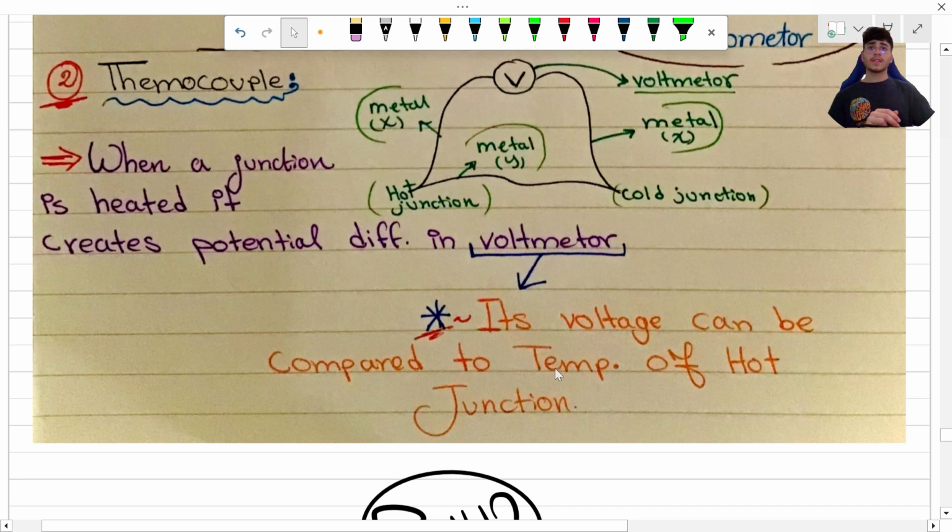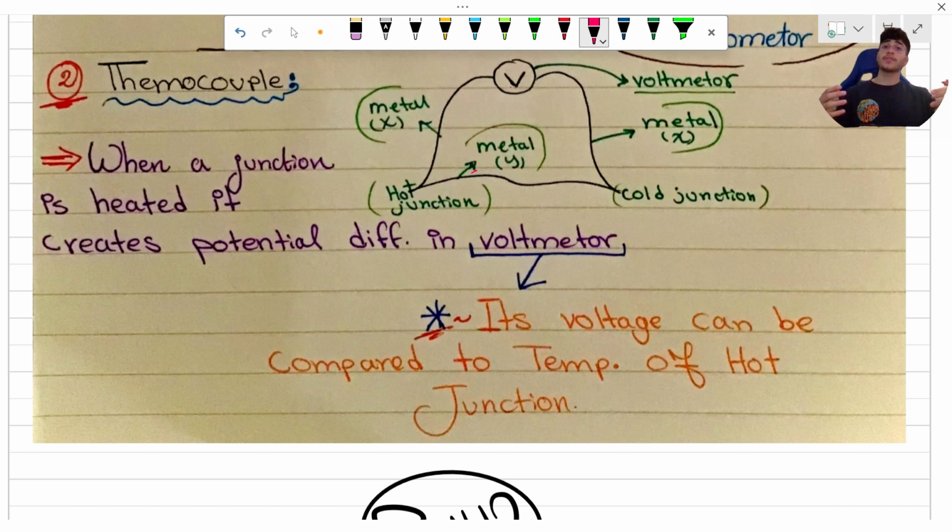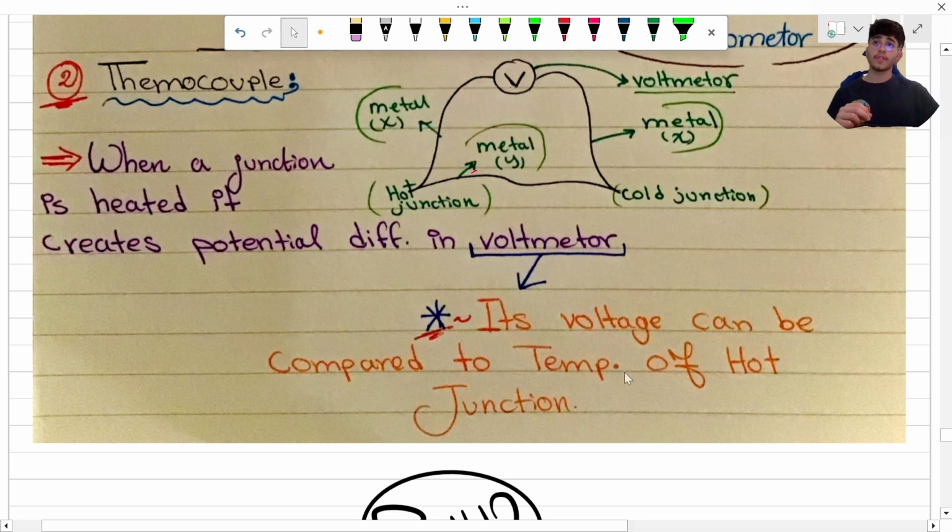Thermocouple, on the other hand, this is the diagram or structure. It's shaped like this. It has a voltmeter in the middle. It has one metal inside, which is metal Y, and metal X on the outside, two outside pieces of metal X, a hot junction on the left side, and a cold junction on the right side. When the junction is heated on either side, it creates a potential difference in the voltmeter. We're going to study what potential difference is in the electricity chapter. Its voltage can be compared to the temperature of the hot junction. This is how we can measure the alterations in temperature with a thermocouple.